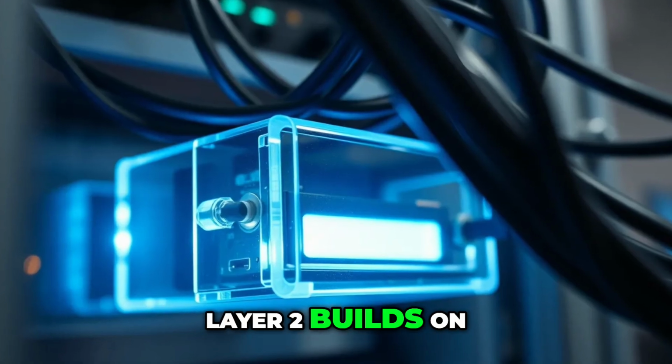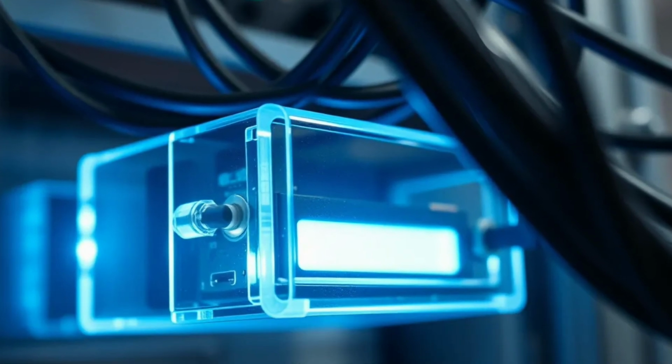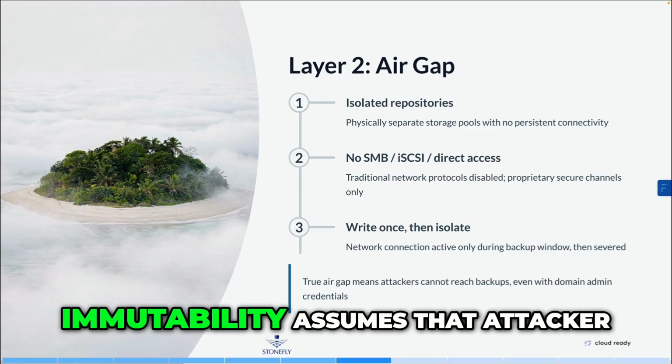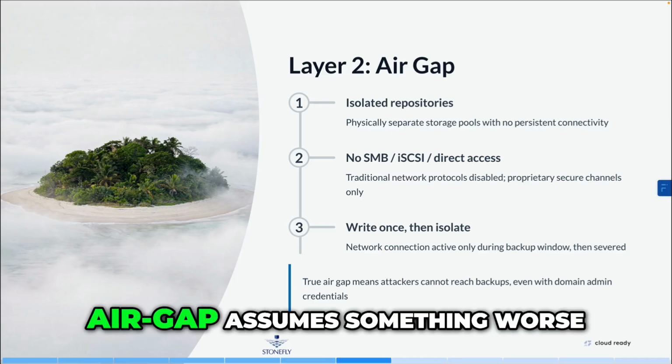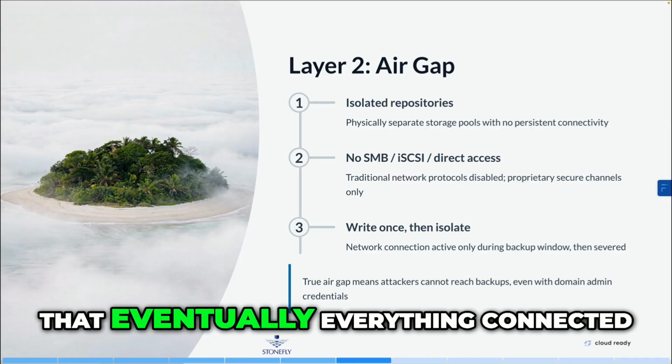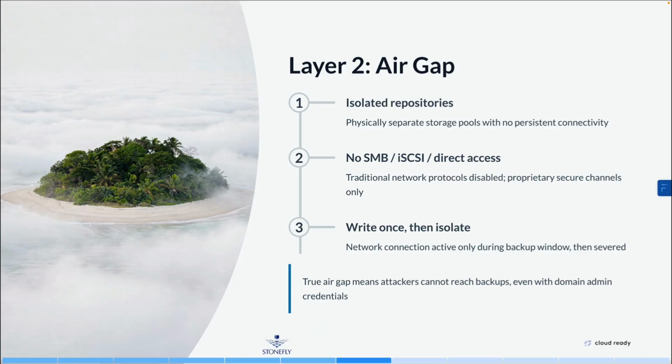Layer 2 builds on immutability by removing reachability altogether. Immutability assumes that an attacker may still be able to see the data but can't delete it. Air gap assumes something worse, that eventually everything connected will be compromised. That's why the second layer is air gap.